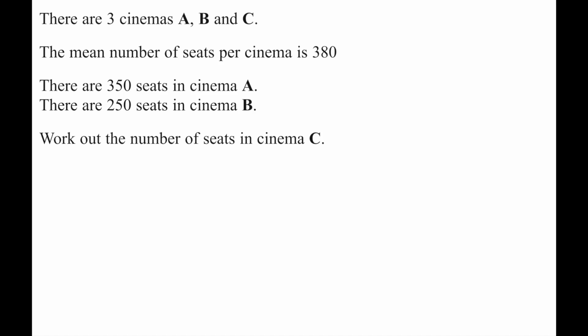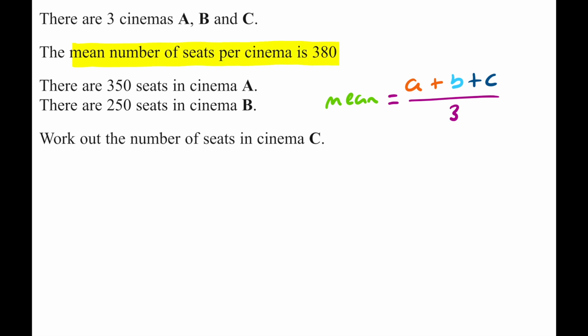This is a reverse mean question because we're looking for one of the values of the seats in the cinemas as opposed to finding the mean. If we were finding the total mean, what we would do is add all of the values together and then divide by the number of values that we've got. So we would do A plus B plus C, and then divide by the number of cinemas, which in this case would be 3.